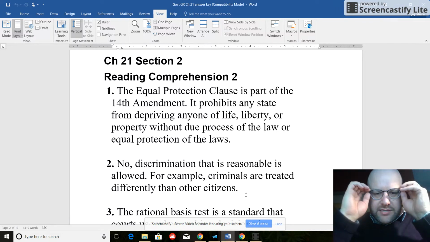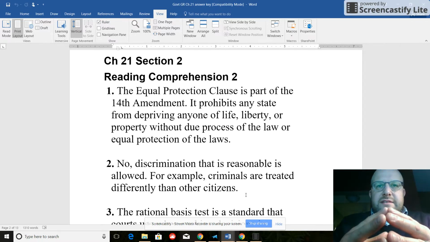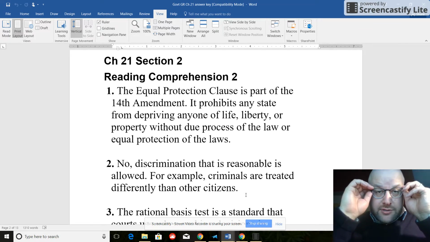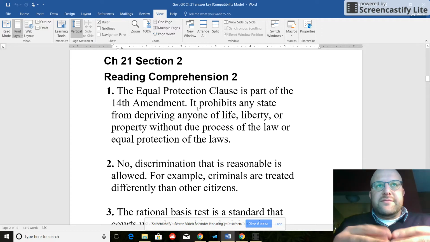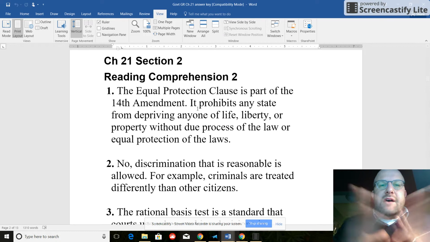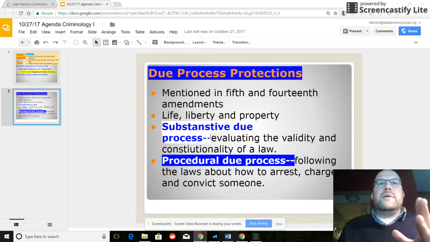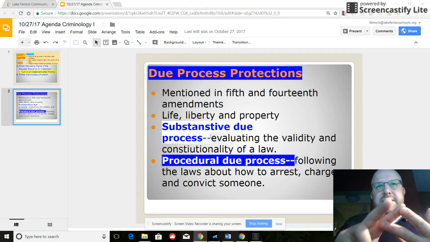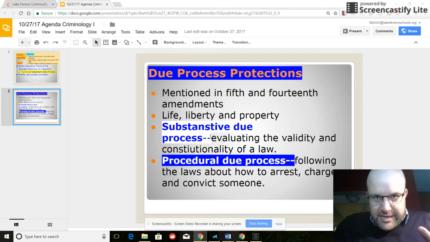A series of Supreme Court decisions from the 1950s forward slowly but surely started applying all the due process rights covered in the Bill of Rights to the states, starting with the biggie that we'll discuss shortly. Brown versus Board of Education was the big first major one. The clause prohibits states from depriving anyone of life, liberty, or property without due process of law. Incidentally, just to give a little background, when we're talking about due process of law, we mean two areas. You don't have to write these down. Substantive due process is like the validity and constitutionality of laws, separate but equal, for example.